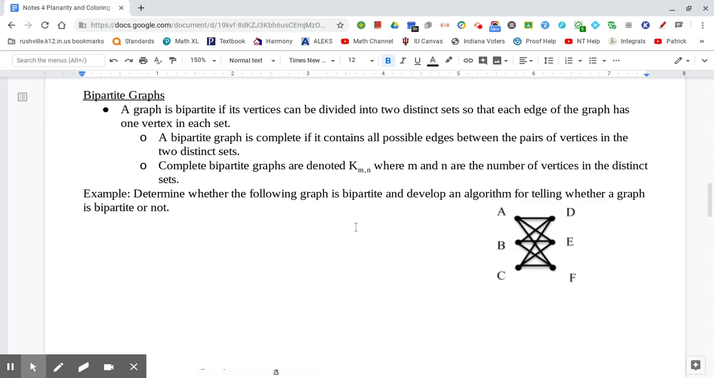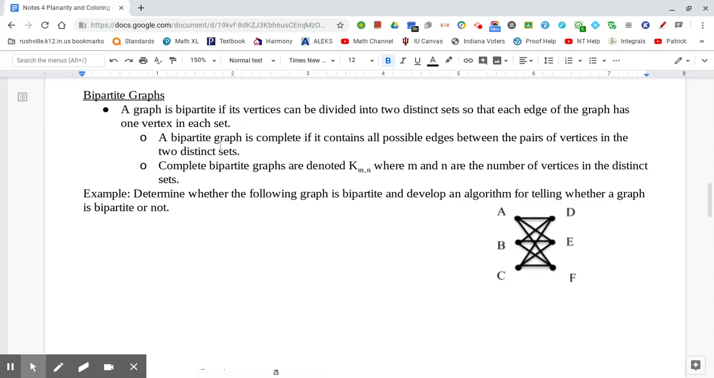Something else to note about bipartite graphs is that because they can be divided into 2 distinct sets, each vertex in one set is non-adjacent to each other, and each vertex in the other set is also non-adjacent to each other. It means that the chromatic number will always be 2 for bipartite graphs.